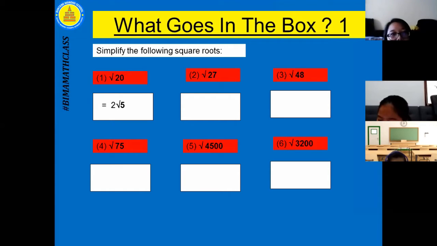5, 4, 3. Number 2, the answer. 3 square root of 2. Number 3. 4 square root of 3. Thank you, very good. Number 4. 5 square root of 3. Wow, very fast. Now, number 5.